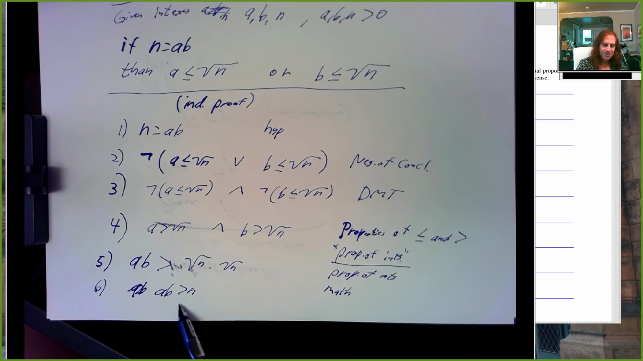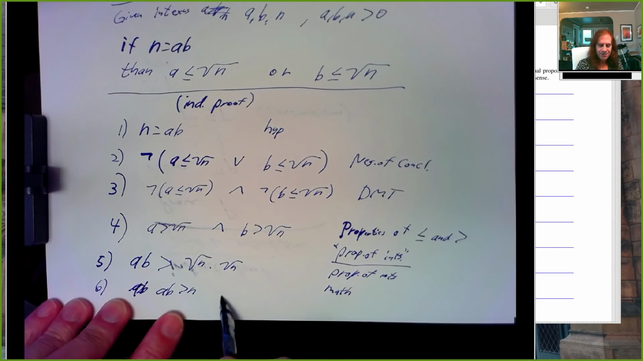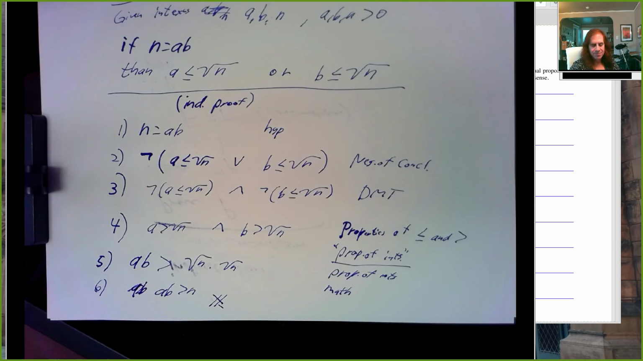So we've just shown that a times b is bigger than n, and that's a contradiction. Because we had previously stated in step 1 that a times b is equal to n. And again, something can't be bigger than n and also equal to n. That's properties of inequalities, right?